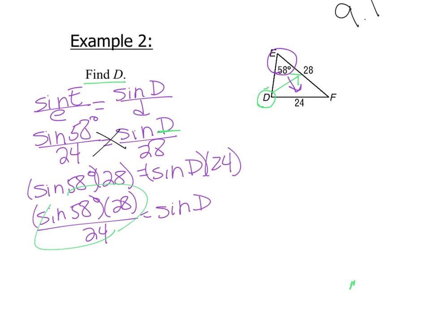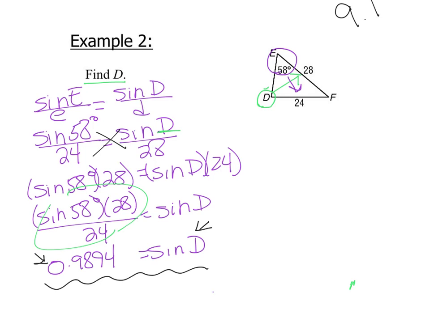Now I'm going to put all of this into my calculator, and what I get when I put all that in is, on the right side of the equation I still have the sine of D, and on the left I have 0.9894. Now what this statement right here says is angle D has a sine of 0.9894. So what I need to know is, what is the angle?